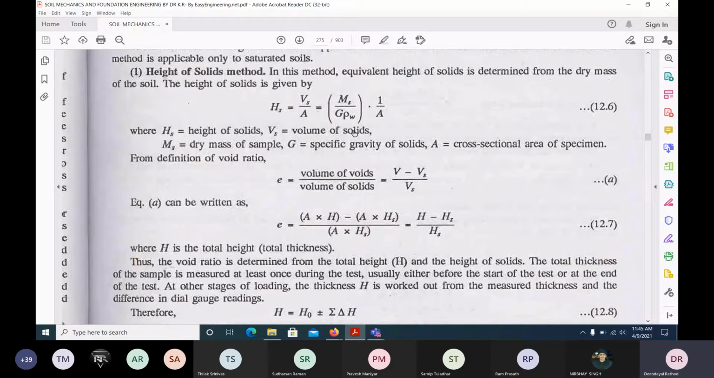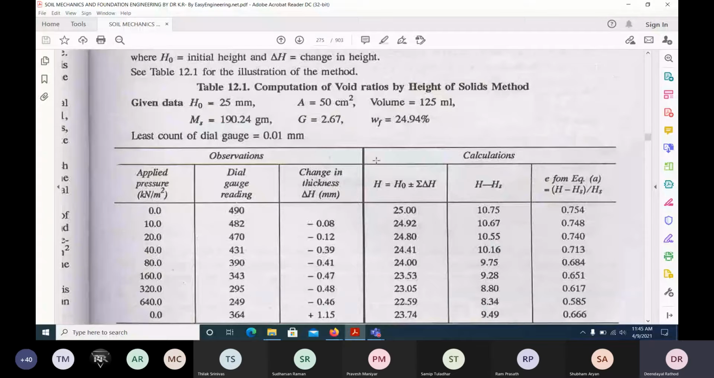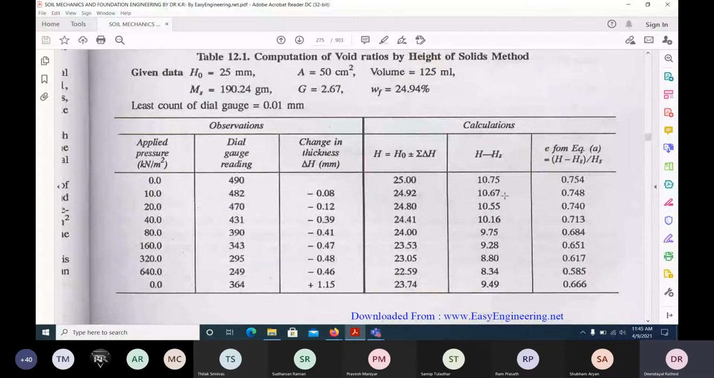We can find out this HS by using this one. So H minus HS, we do the calculation like this. What is the definition of void ratio? H minus HS divided by HS will give the void ratio. That means the initial void ratio was 0.754, then it keeps on decreasing: 0.748, 0.740, 0.713, 0.684, and so on.